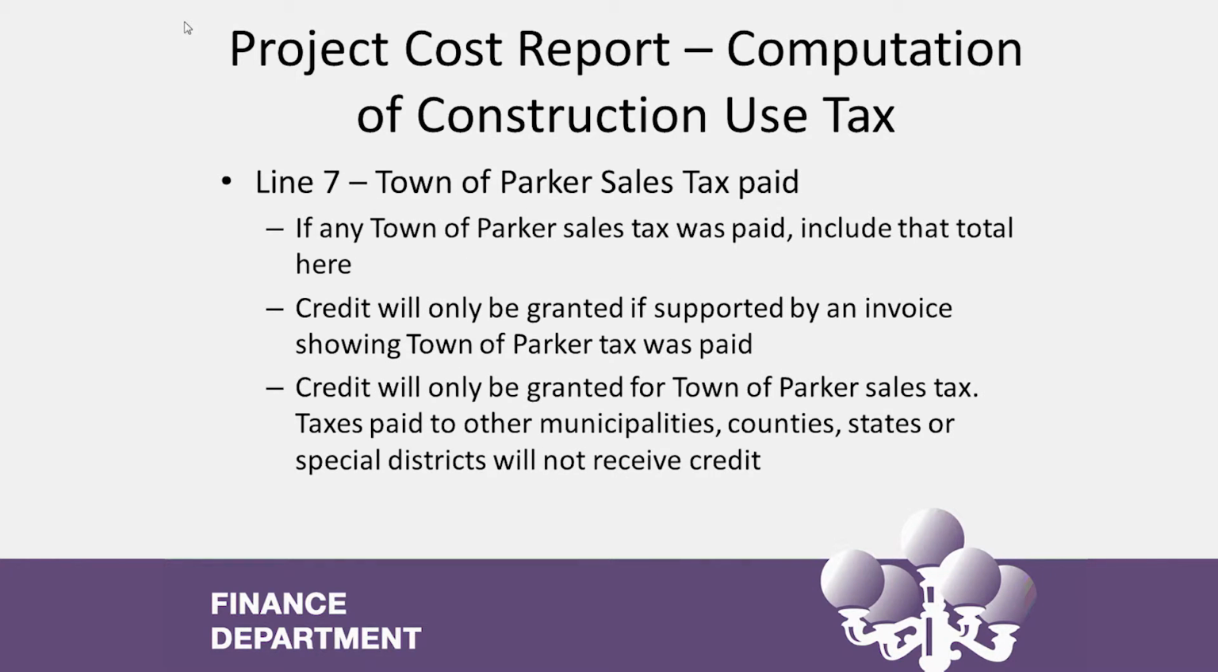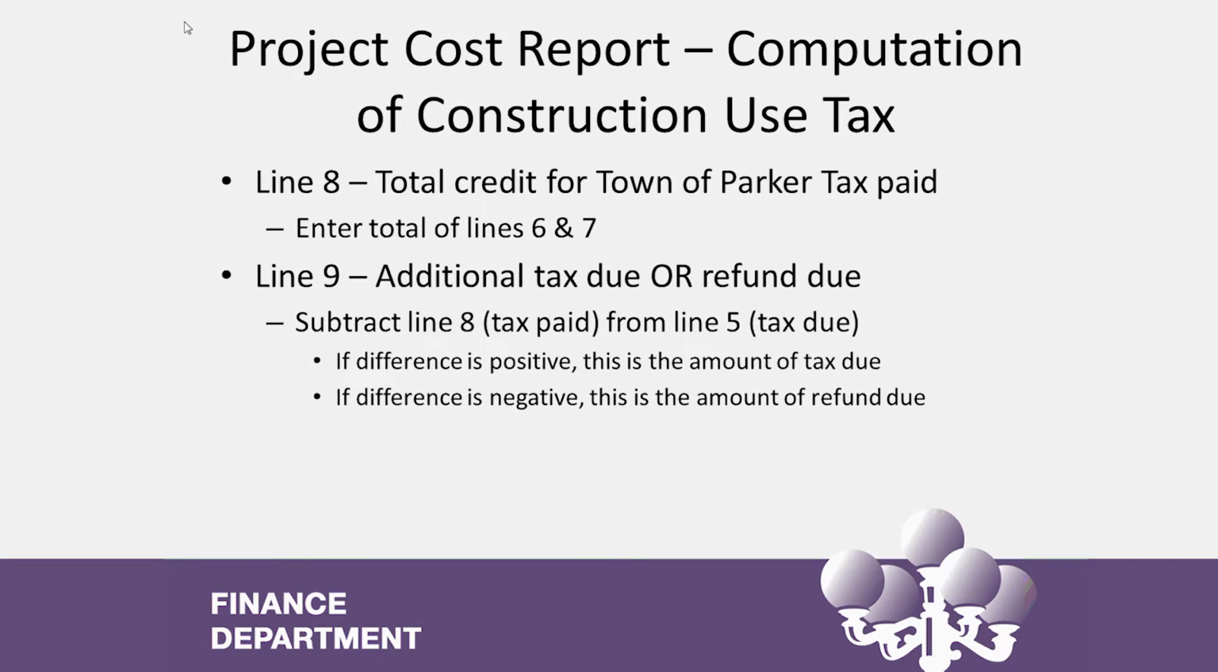Line 7 is any additional Town of Parker sales tax paid. If any tax was paid to any vendors, include that total here and provide copies of all invoices showing Town of Parker tax. No credit will be granted for tax paid to other municipalities, counties, state, or special districts. Line 8 is the total credit for Town of Parker tax already paid. Enter the total for lines 6 and 7 here.